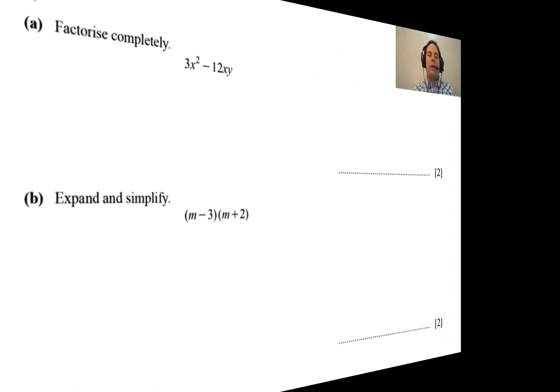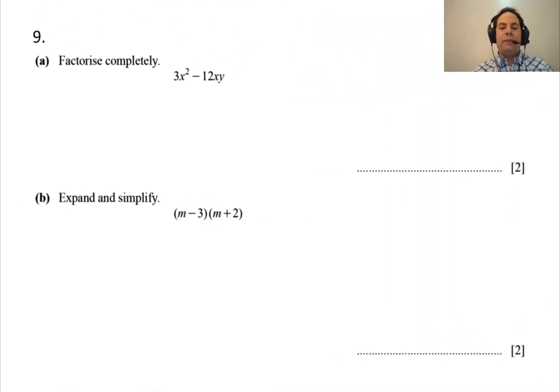Question number 9, part A, factorize completely. The first step when you factorize any algebraic expression is to look first at the common factor. Maybe the common factor is a numerical factor, a number like 3 and 12. The common factor here is 3 because both are divisible by 3. And also x is a variable, you can take it outside as a common factor. So the common factor is 3x.